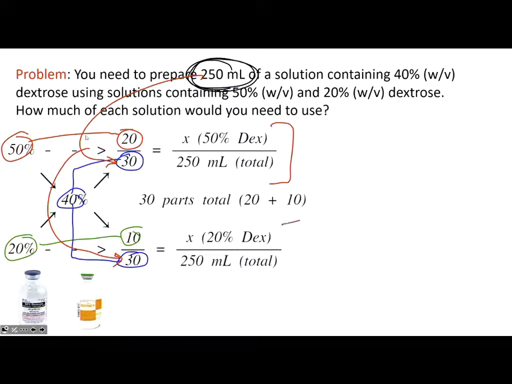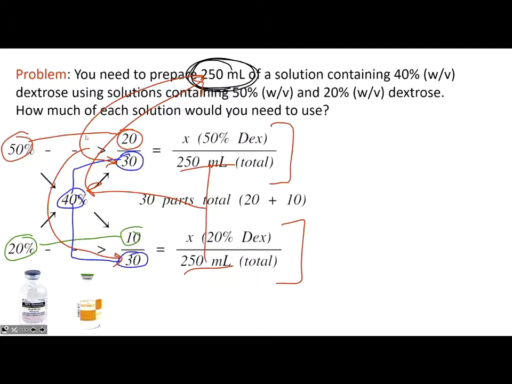And I can do the same thing on the bottom. Now X on top represents the amount of the 20%, because the 10 parts, I don't know how much that is, but that's the amount of the 20% I need. But I know it's still over a total of 30 parts, and I know 30 parts is going to be a total of 250 mils. So now I can solve. Is everyone okay with why this number is the same as this number? Because they all represent the total of the 40%, and the 40% is the total volume that we're using.